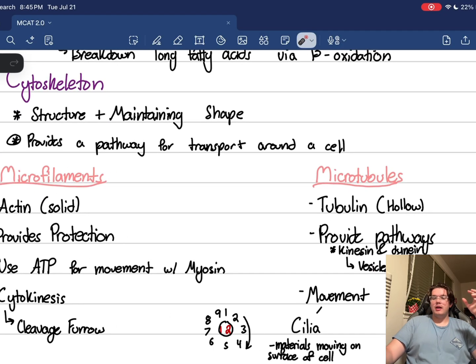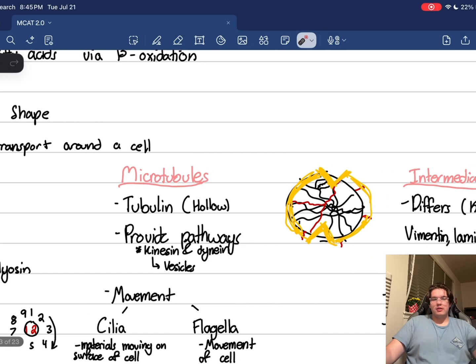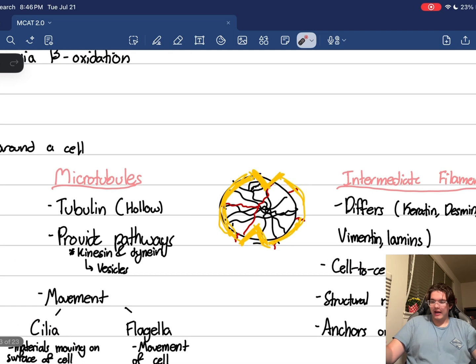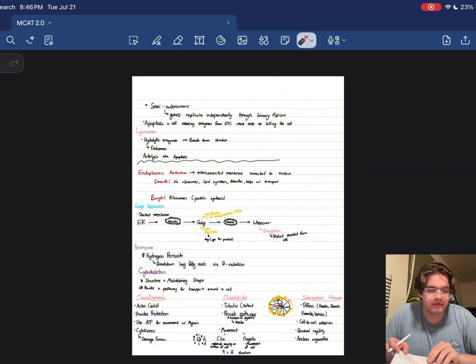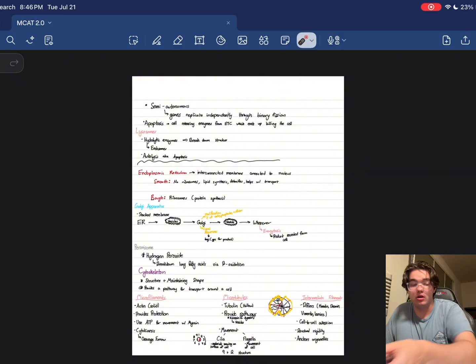What they each do: microfilaments provide protection, use ATP for movement and cytokinesis. Microtubules provide that pathway and movement of things in the cell or on the cell and the cell itself through either cilia or flagella. And finally, the intermediate filaments: cell-to-cell adhesion, combining two cells together, structural rigidity, and anchoring organelles within the cell. Okay. So with that comes the end of this specific part.